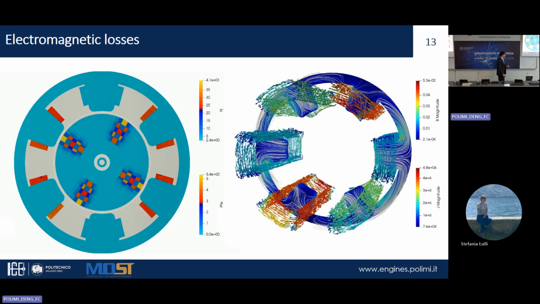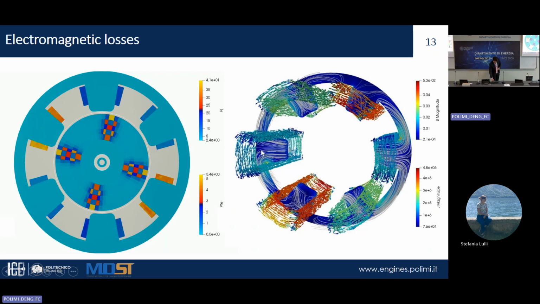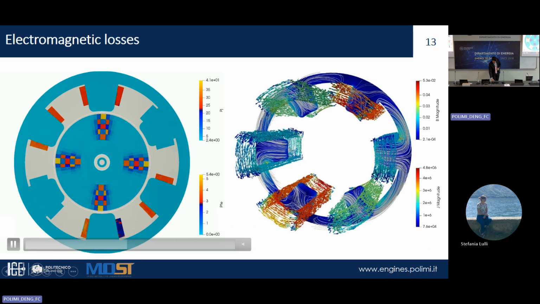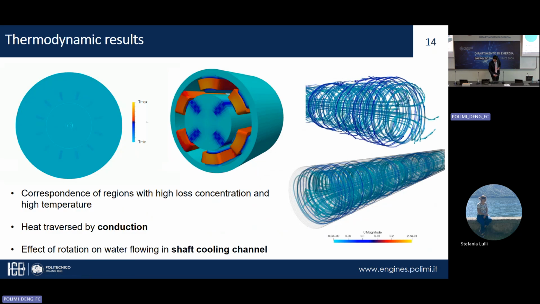So iron losses and Joule effect losses. Joule effect losses are visible here, in the windings, and iron losses are visible here in the core of the material that constitutes the rotor, and also in the permanent magnet. And here is a view of the magnetic field that is generated by the windings around the rotor. Then here again I need to start the animation.